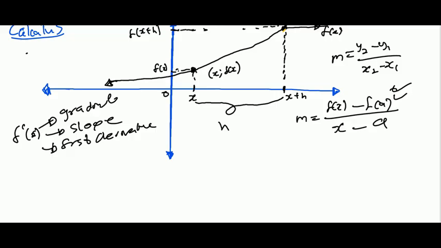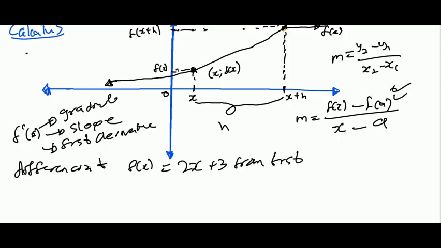So in this case, they are going to say differentiate this equation from first principle. That means they want the equation of the gradient, of calculating the gradient. So let's say they are saying differentiate f of x is equal to 2x plus 3 from first principle.